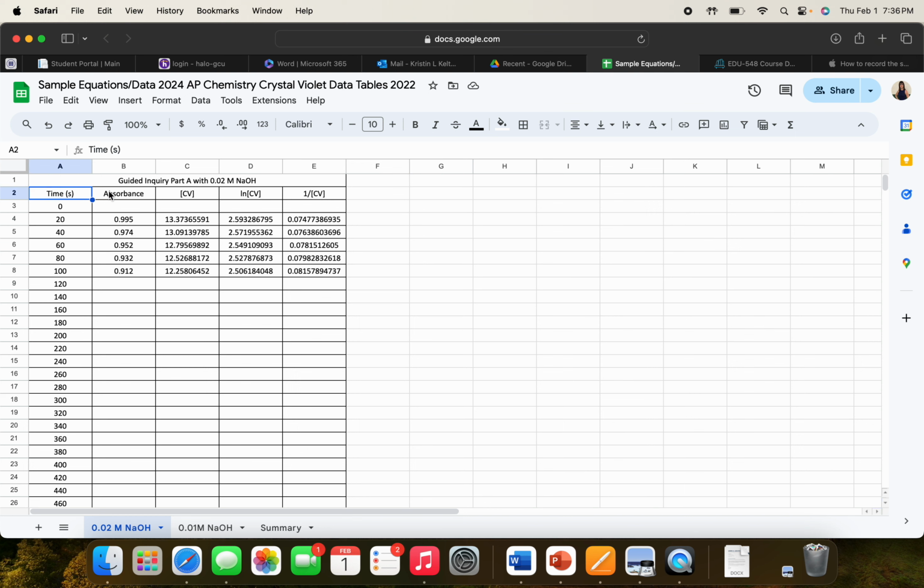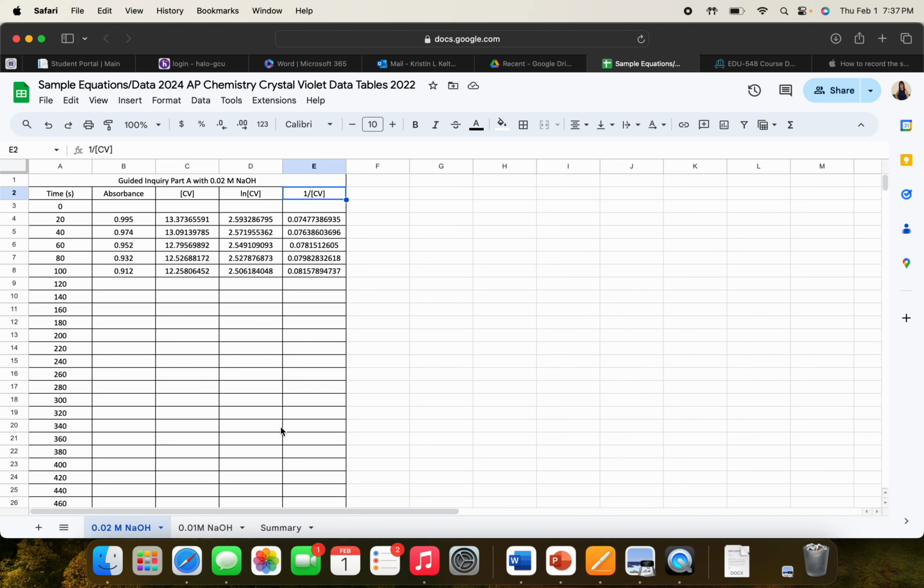So you want to do time versus absorbance, time versus concentration. It's late, you guys. Time versus natural log, time versus the inverse. So you're going to have 4 graphs. You're looking for the one that gives a straight line. In this case, it's going to be a negative slope because it was decreasing, but a straight line. And that's going to be either 0 order, first order, or second order, as we talked about.